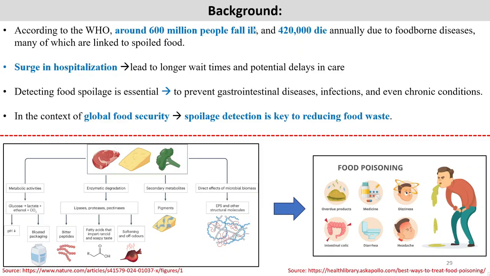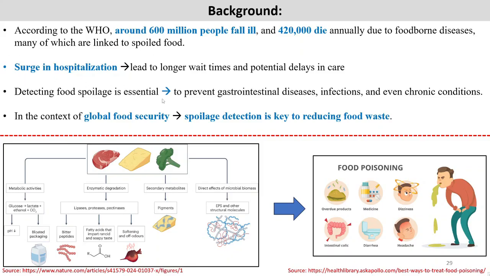Now coming to the background, according to the WHO, around 600 million people fall ill, and usually 420,000 die annually due to foodborne disease, many of which are linked to spoiled food. So this results in a surge in hospitalization.